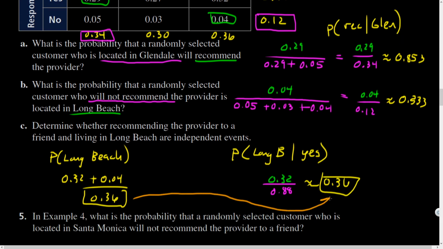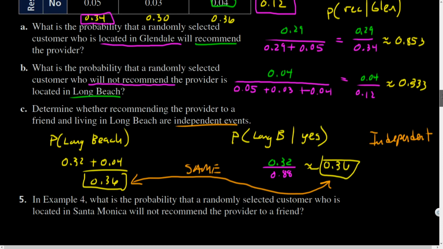So because these are the same, therefore they are independent. Okay, and so by considering both of those things, you're trying to figure out whether they're independent. They have the same value, and so they are independent of one another.